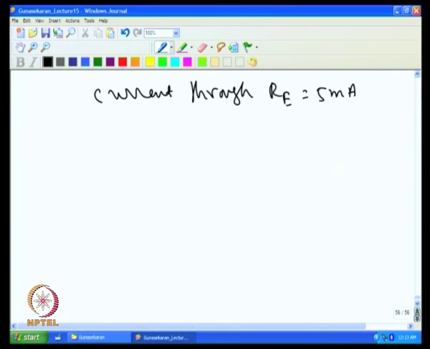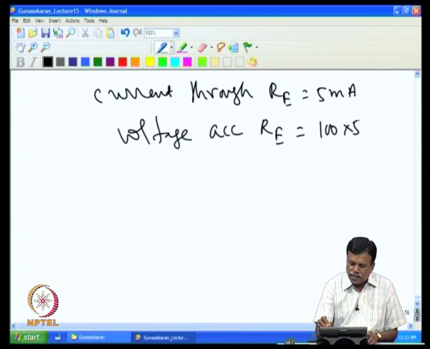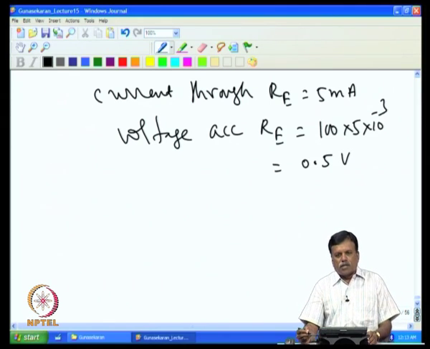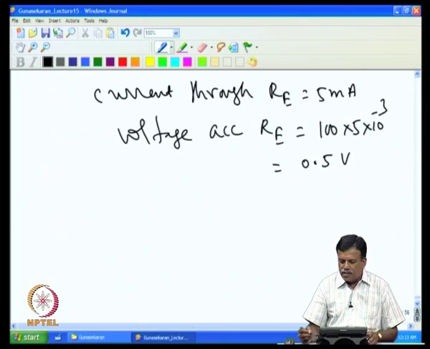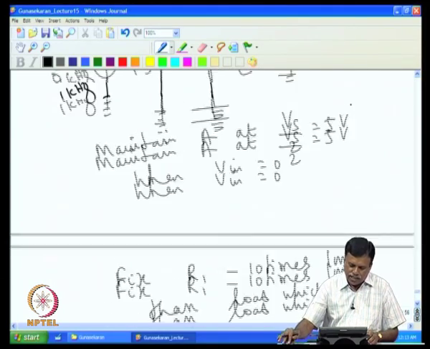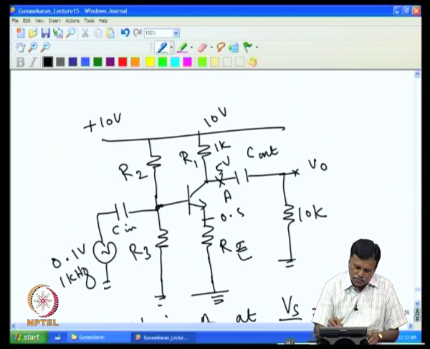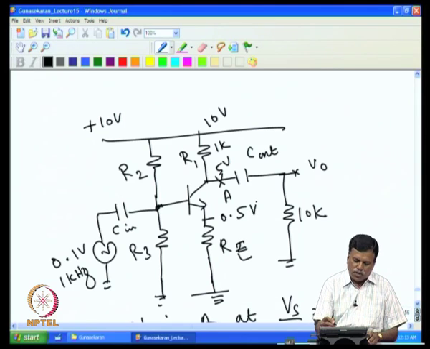So, we can always find the voltage across RE. The voltage across RE comes to 100 ohms into 5 milliamps, that is 0.5 volt. So, if I go back to the circuit, the voltage at this point is becoming 0.5 volt. That is, when there is no AC signal, the voltage at this point is 0.5 volt.